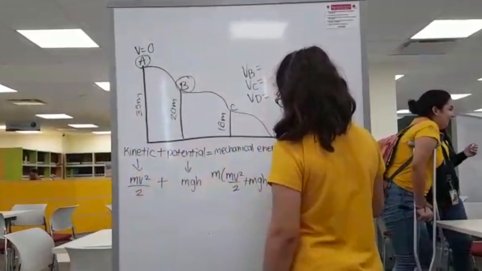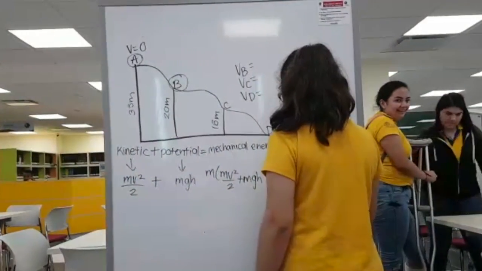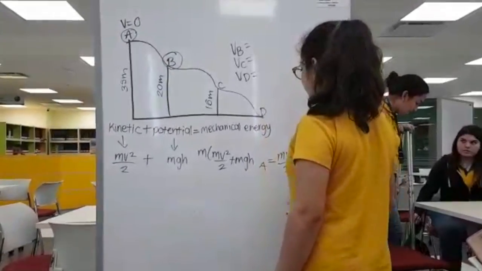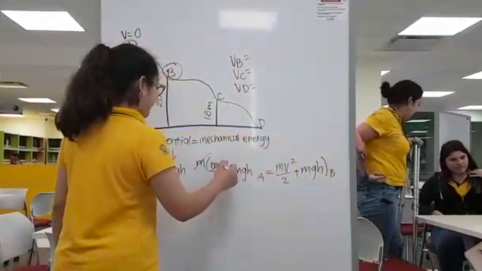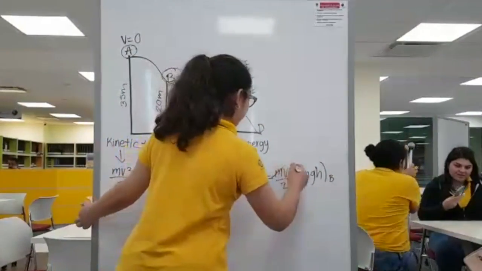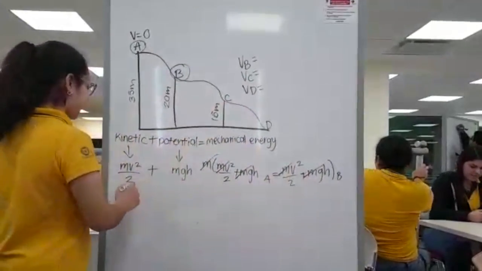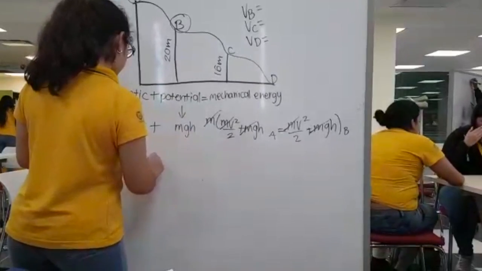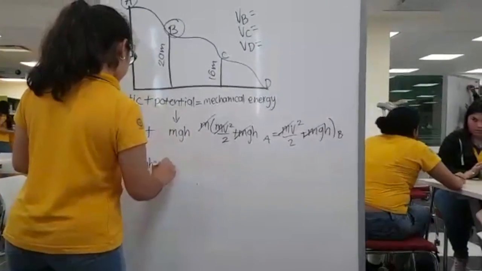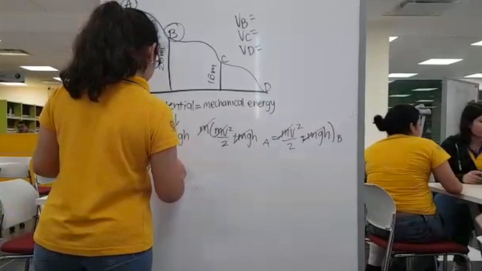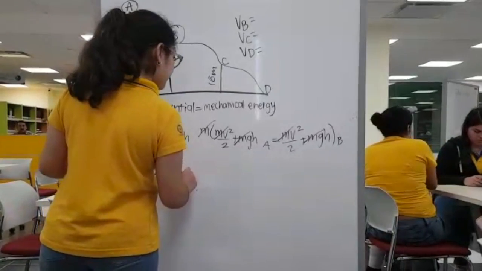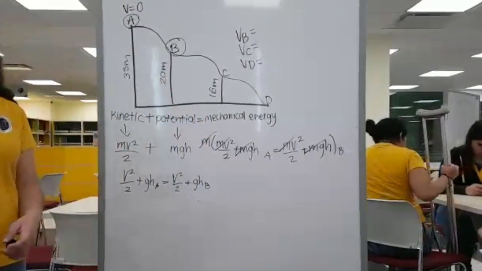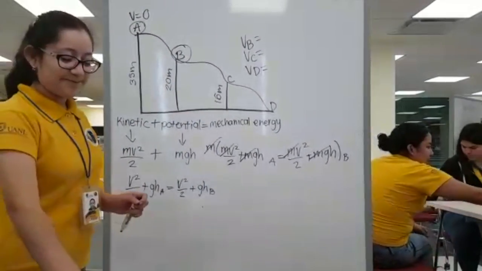Okay, so the mechanical energy of A, which is mass times velocity squared over 2 plus mass times gravity times the height of A, is equal to the mass times velocity squared over 2 of B plus the mass times gravity times the height of B. And now we just eliminate all the m's in the formula. And now we have a new formula, which is the one that we are going to use: velocity squared of A over 2 plus gravity times height of A is equal to the velocity squared of B over 2 plus gravity times height of B.